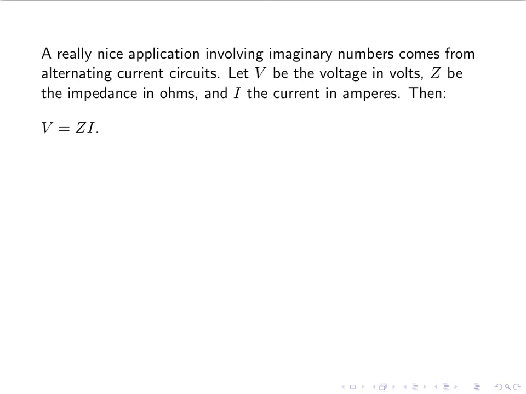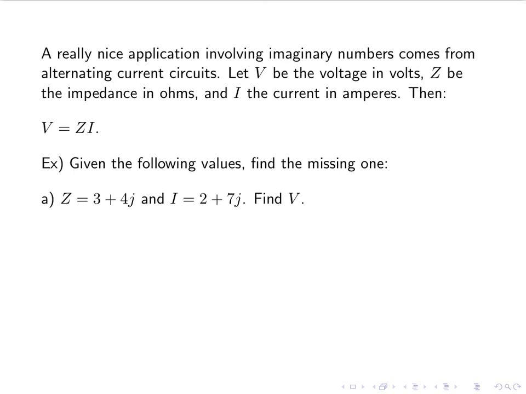So we have the following formula, V equals ZI, where V is the voltage in volts, Z is the impedance in ohms, and I is the current in amperes. So V equals ZI. And given the following values, find the missing one. So for our first case, Z, the impedance, is 3 plus 4j, and I, the current, is 2 plus 7j. And we want to find V.